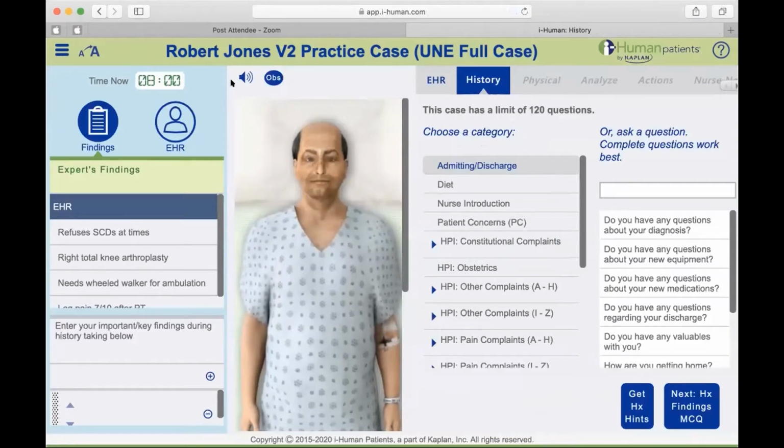If you're students, and we do recommend that they wear earbuds or headphones, they can recognize the sounds from both the history and the physical sections. I'm going to turn that off right now.